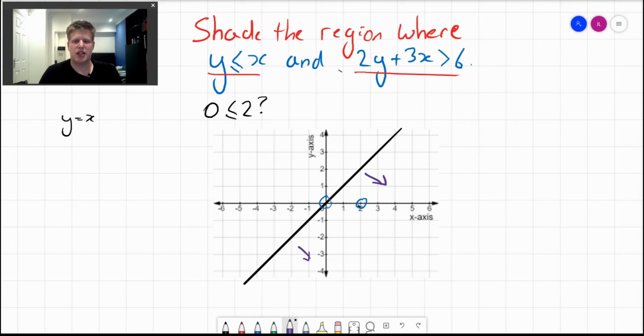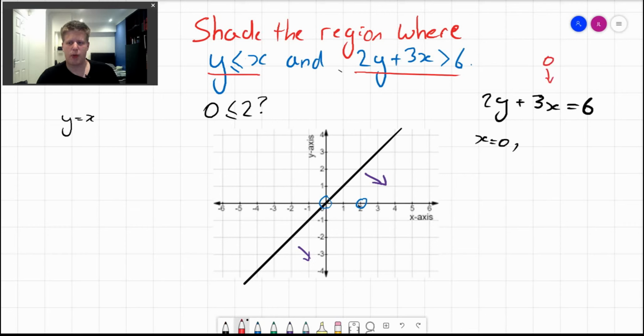Now looking at the second equation, 2y plus 3x is greater than 6, we need to solve that. So we need to first write it out as a regular equation with a 6, and now we need to draw the line. Now we can't do our regular y equals mx plus c, so we're going to have to find points. So here's what we'll do. When x is 0, what will y be? Well, this here will become 0, so all we'll get is 2y equals 6, and if we divide by 2, we work out that y is 3. So that's our first coordinate, (0, 3).